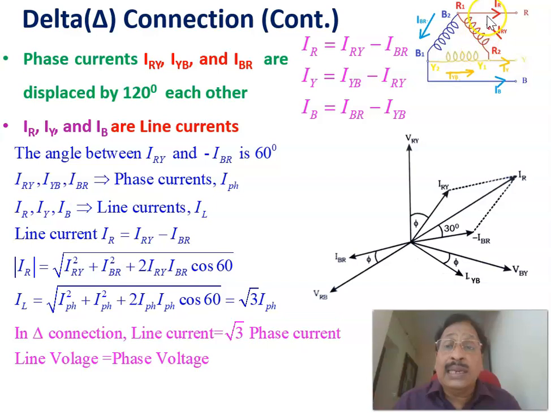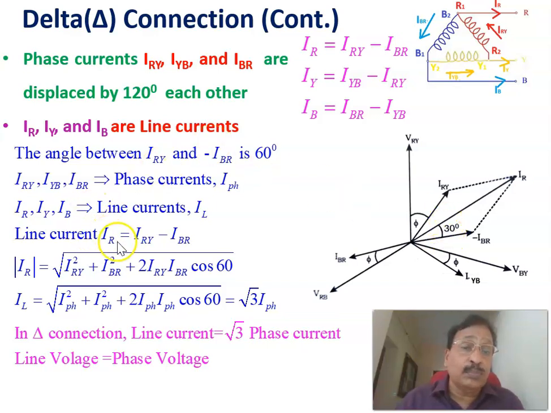Now, in order to calculate the line current IR, which is equal to IRY minus IBR. Minus IBR means it is projected in the opposite direction, 180 degrees shifted. Therefore, the vectorial sum of these two will give the line current IR. The angle between them is again 60 degrees. This angle is 30, so the total angle between IRY and minus IBR is 60 degrees.